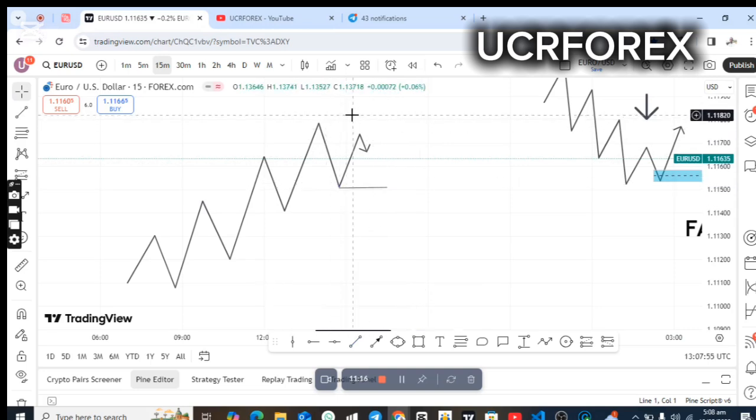Then your stop loss needs to be above. So this is what we call a failed swing high. I'm going to show you guys where this thing worked many times on the chart.